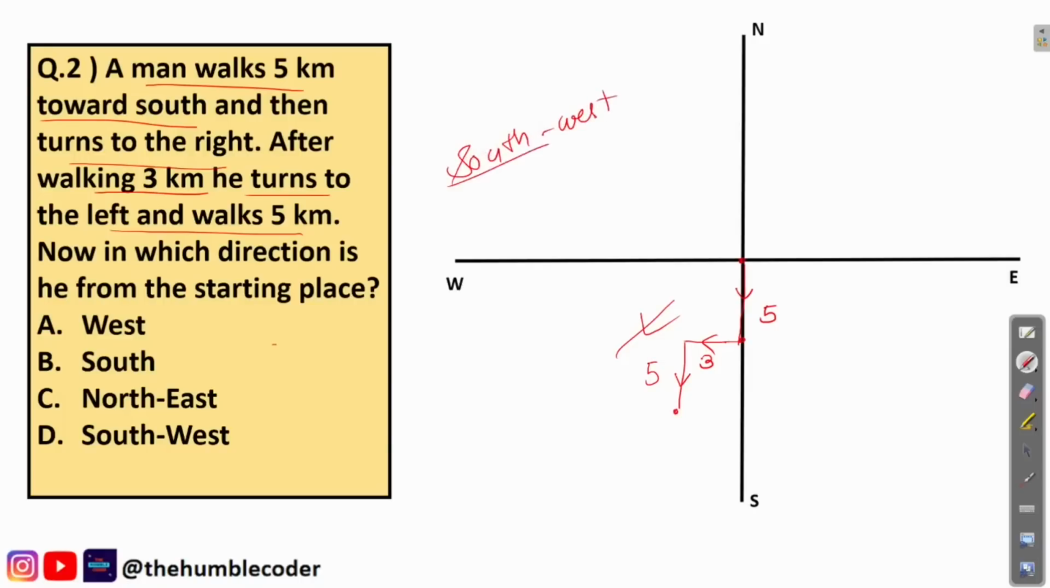So these kinds of direction-based questions are also regularly asked. Okay, so option D is the correct answer for this question. These kinds of direction-based questions you can also expect.